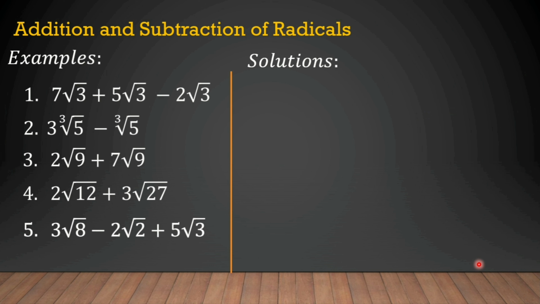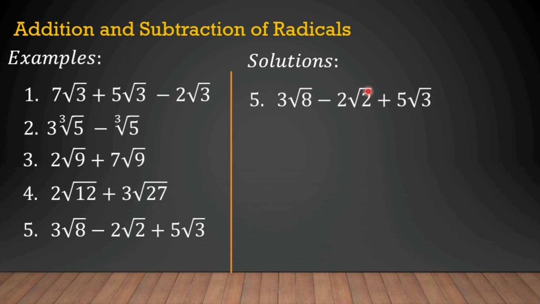Okay, next, let's have our last example sa addition and subtraction of radicals, which is 3 the square root of 8 minus 2 the square root of 2 plus 5 the square root of 3. Okay, so dito naman sa ating example number 5, magkakatulad nga yung kanilang index, pero ang kanilang mga radicands ay magkakaiba. So, katulad ng ginawa natin dito sa number 4, titignan natin yung mga radicands kung pwede pa nating ma-simplify. So, sa 3 the square root of 8, si 8 pwede pa natin siyang ma-simplify.